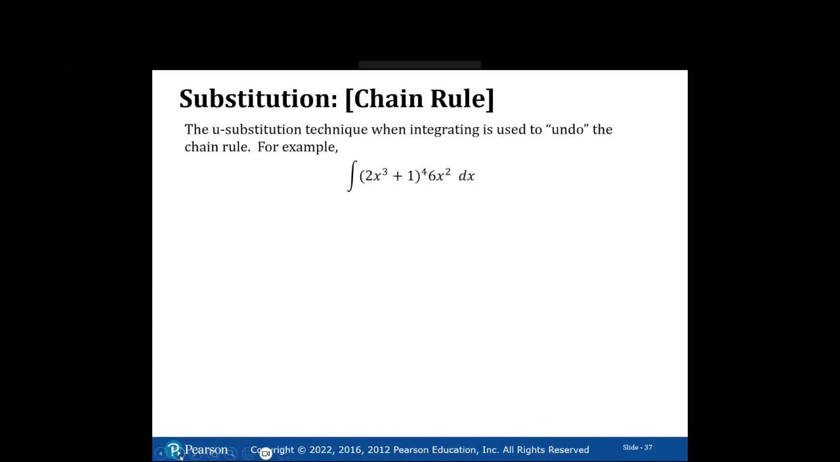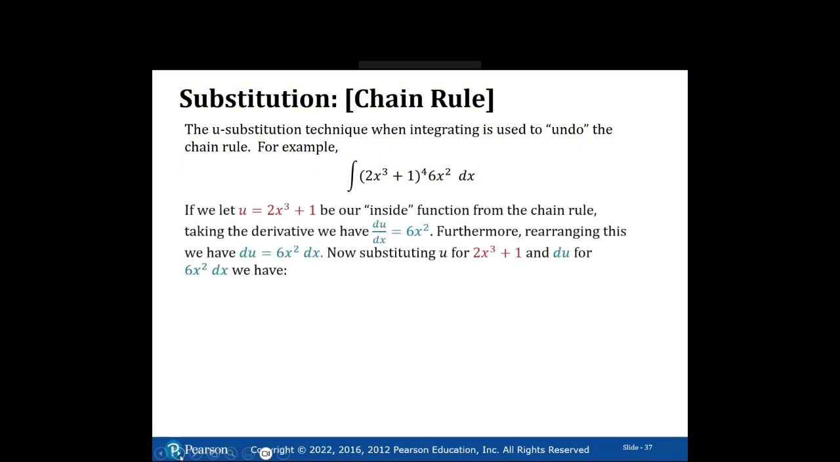Substitution or chain rule. So the u-sub technique is used to undo the chain rule. So for example, we have this integral of (2x cubed plus 1) to the fourth times 6x squared dx. So if we let u be 2x cubed plus 1, like our inside function from the chain rule, then if I take its derivative with respect to x, I have du/dx is equal to 6x squared. And then I rearrange it and I get du is 6x squared dx.